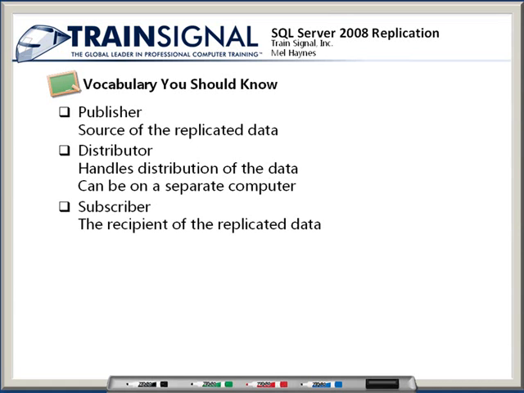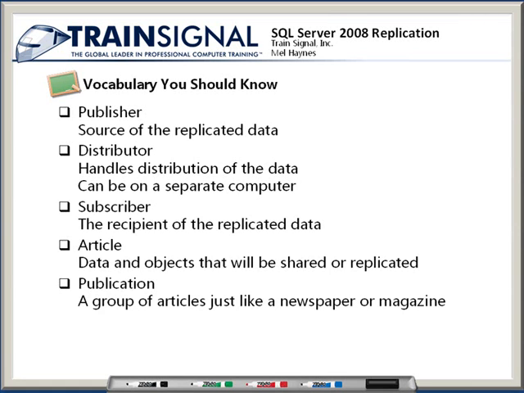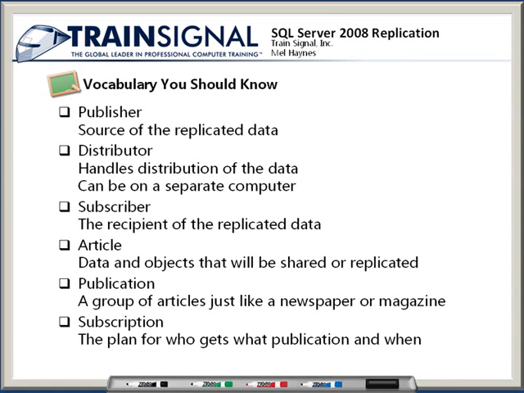Third, we have the subscriber, where the subscriber is simply the recipient of the replicated data. Fourth, we defined an article, which was the data, as well as any objects that need to be shared or replicated around the network. Fifth, we have our publication, which is simply a group of articles. And yes, we have this paradigm coming back to haunt us once again of a newspaper or a magazine. Think of a publication as a grouping of articles. And then we have the actual subscription, which is just a plan for who gets what information and when, who gets what publication.